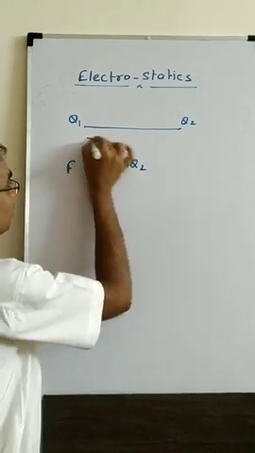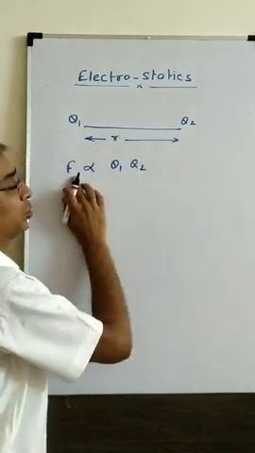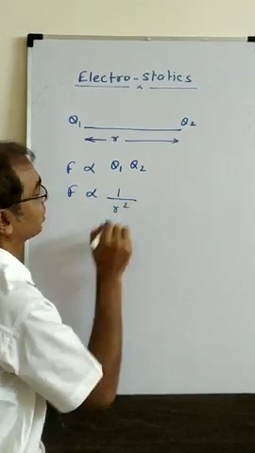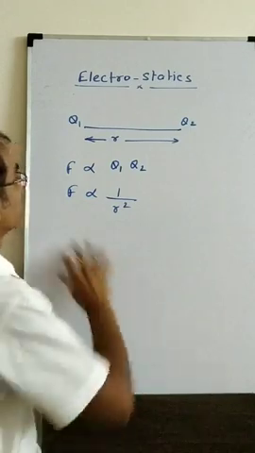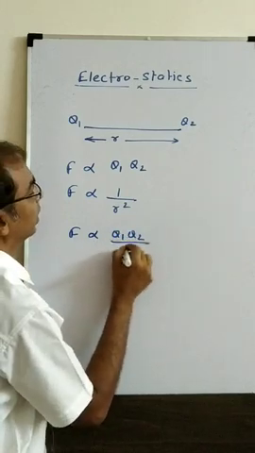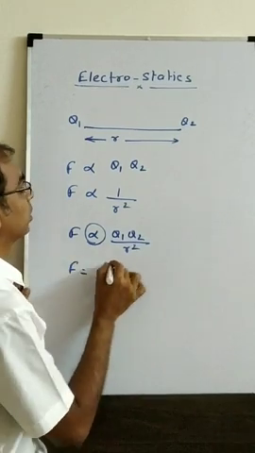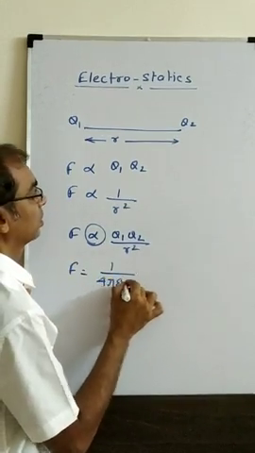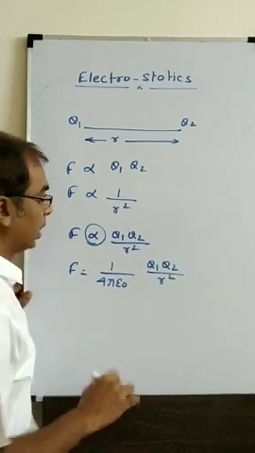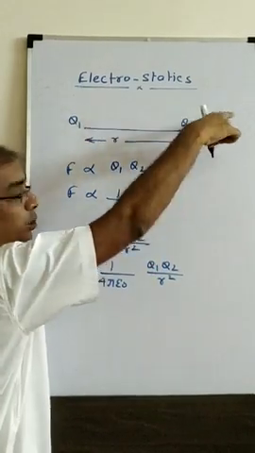Another factor that was checked was the separation between them. When the separation was varied, this force also started varying. So it was observed that this force is inversely proportional to R square. So when you combine them, it is written as F is directly proportional to Q1 Q2 by R square. This proportionality has to be removed, so one constant is brought: 1 by 4 pi epsilon naught, Q1 Q2 by R square. Now this is the force on Q1 also, and the force on Q2 also. Remember that, equal and opposite.